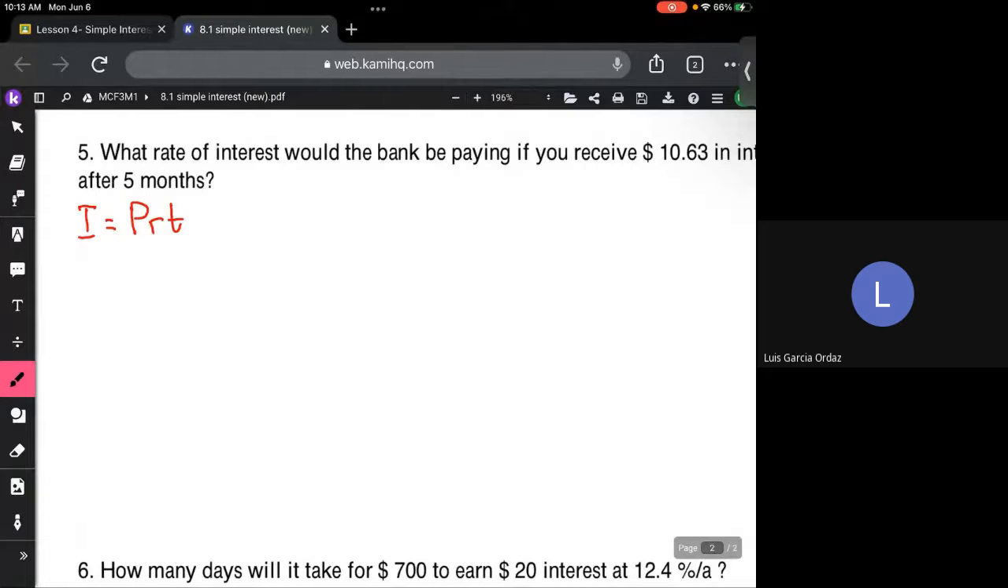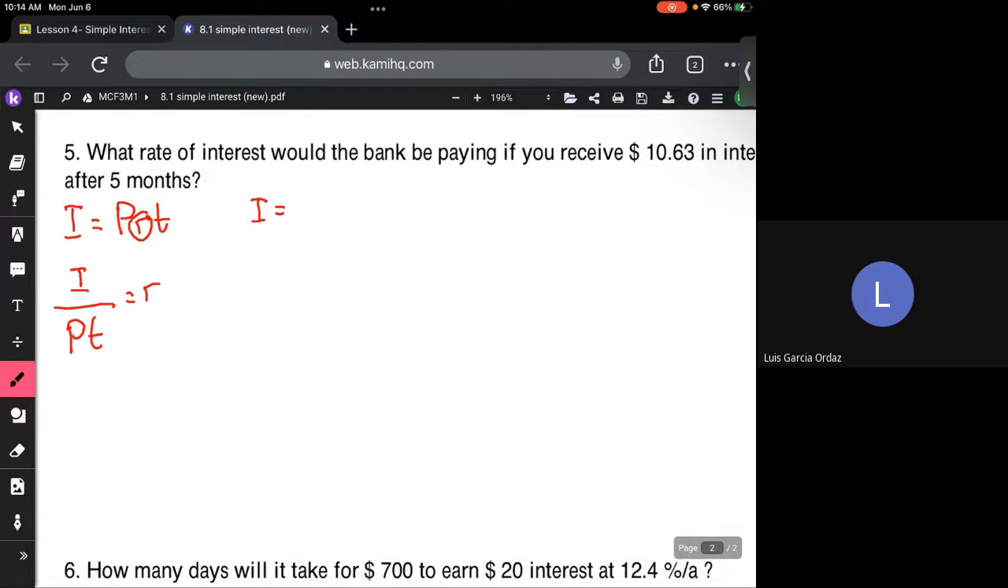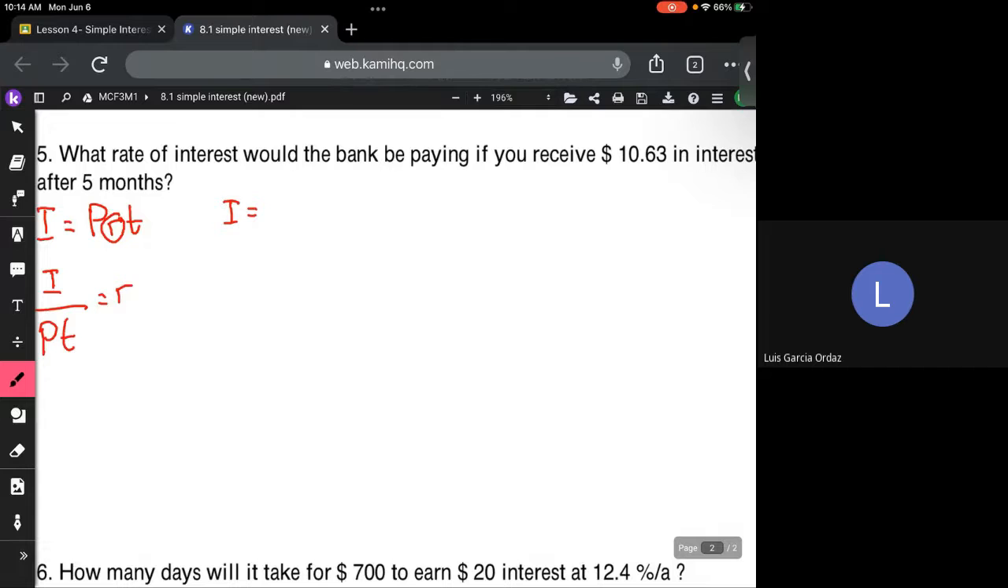Okay, so I'm isolating for R. So how do I find R? How do I solve for rate? Yep. I divided by PT gives me my rate. So what's my interest? How much interest did I earn? Or how much interest did I receive? You said the $10. Yep. What's my principal?